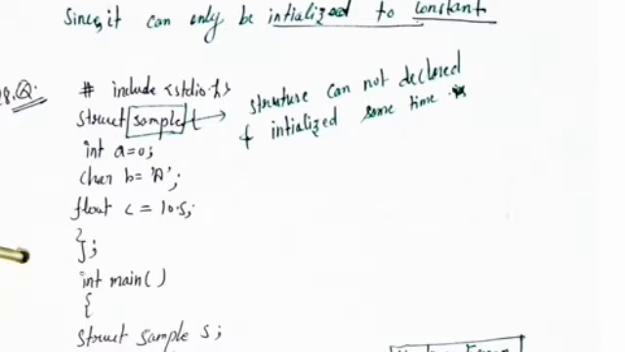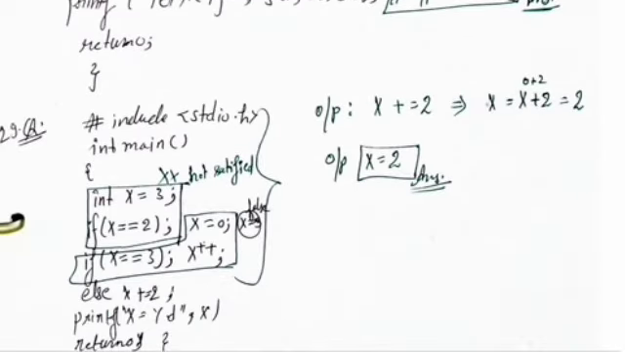Now come to the next question, question number 29. The line of code is given as int main, int x equal to 3. If x equal to 2, then x equal to 0. If x equal to 3, then x plus plus, else x plus equal to 2, print the value of x and return 0. So what will be the output of this program?